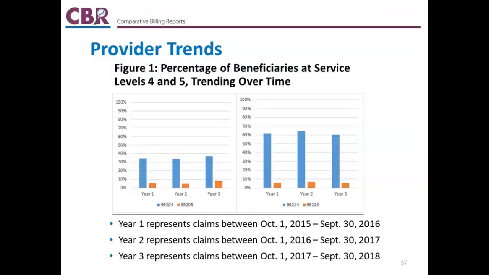And as we saw in the data, in the calculations and in the tables, 99205 is a much less frequently used code for this provider. So as you can see on the left-hand side for new patient visits and for established patient visits, they're both well under 10% for all 3 years. So it's nice to take a look at 2 or 3 years to get an overall view of the trends of the submissions for each code.